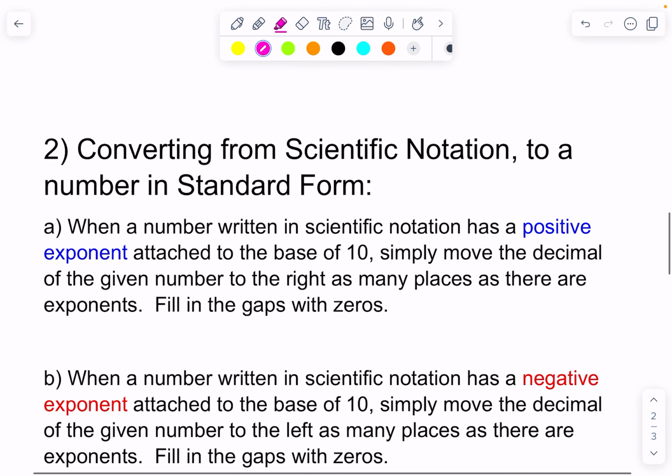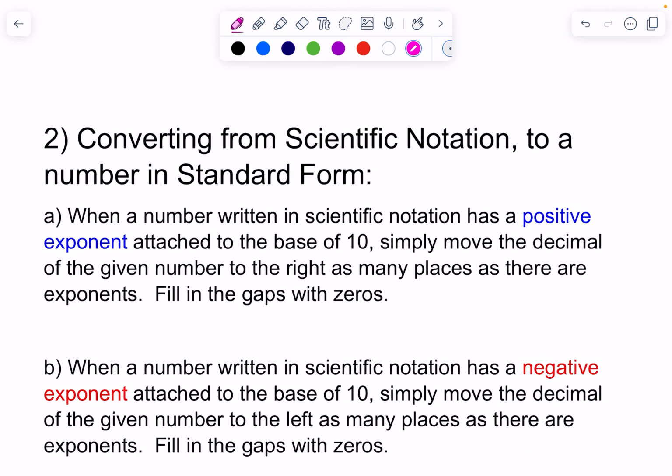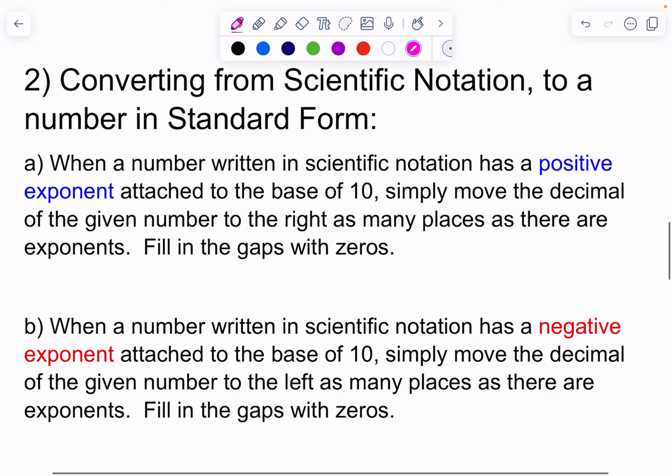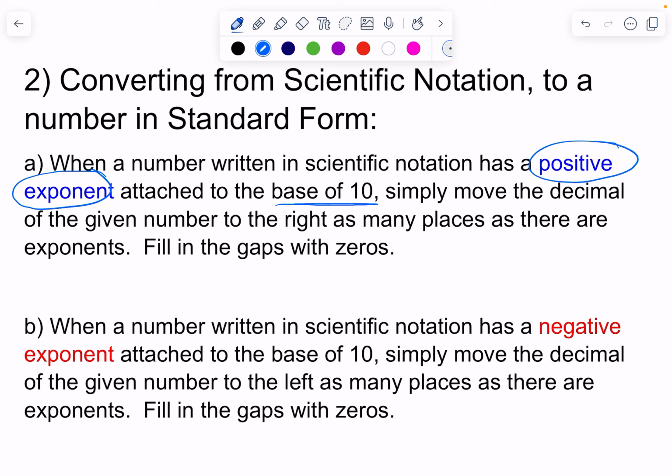Okay. Now we're going to learn how to convert from scientific notation to standard form. When a number written in scientific notation has a positive exponent attached to the base of 10, simply move the decimal of the given number to the right as many places as there are exponents. Fill in the gaps with zeros.